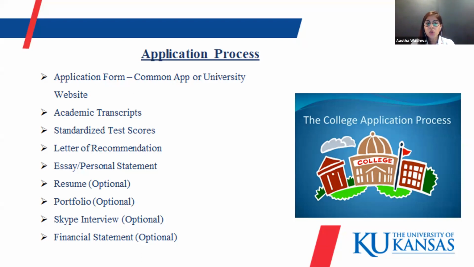Moving forward to resume. So resume is optional. Not every university is going to ask you to submit a resume. But if they are asking for a resume, you should definitely submit one because it is a brief snapshot about you and your achievements at this point of time in your life.